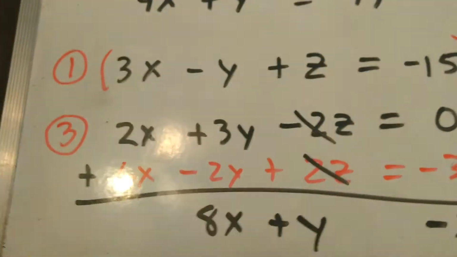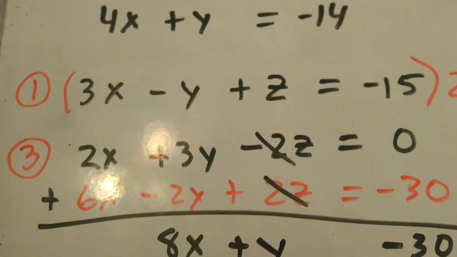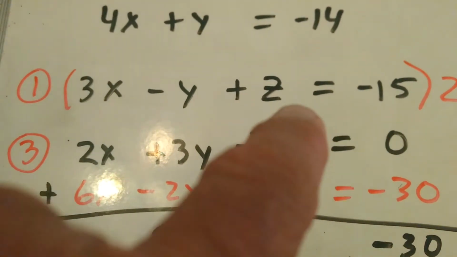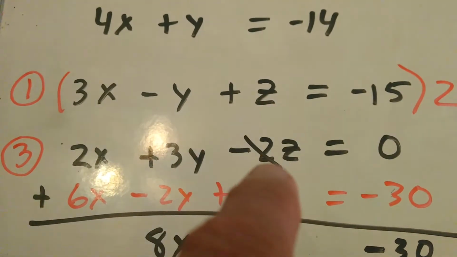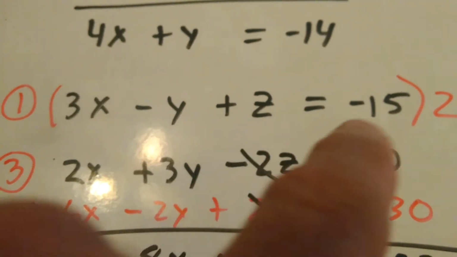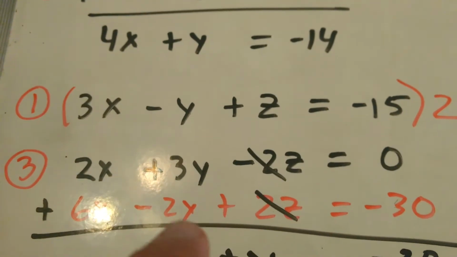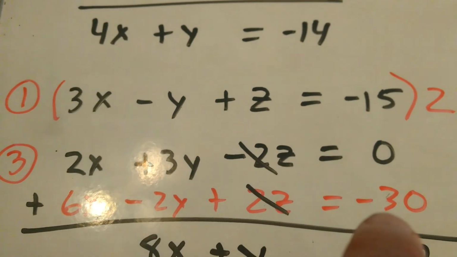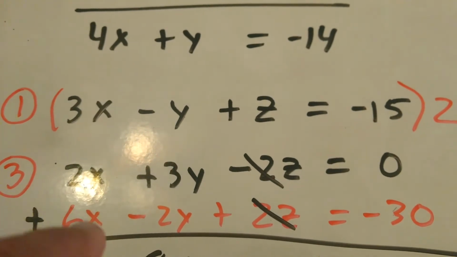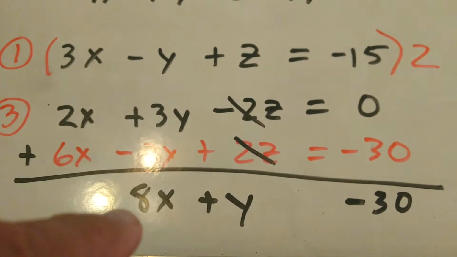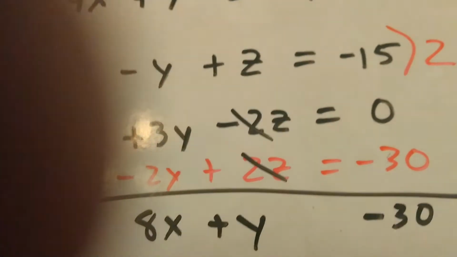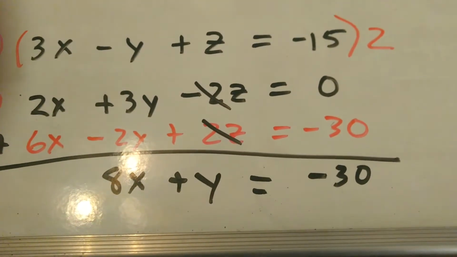I chose equation 1 and equation 3. And what I did with equation 1 was I multiplied it by 2. By multiplying by 2, it gives me a positive 2z, which when I add to equation 3 with a negative 2z, they cancel out. And so by multiplying by 2, I get 6x minus 2y plus 2z equals negative 30. When I add the adjusted equation 1 to equation 3, I get 8x plus y equals negative 30.